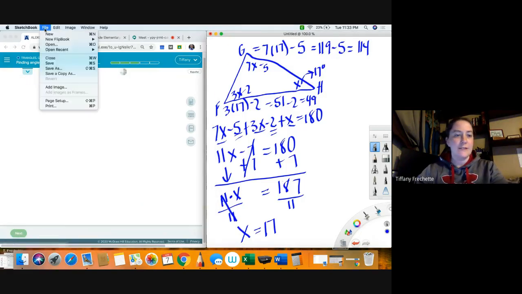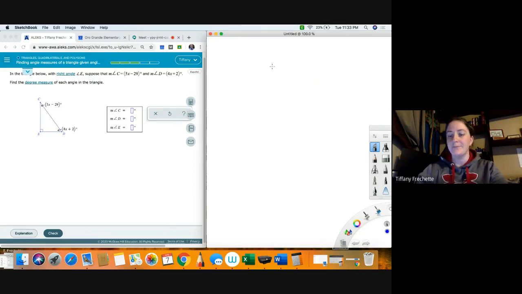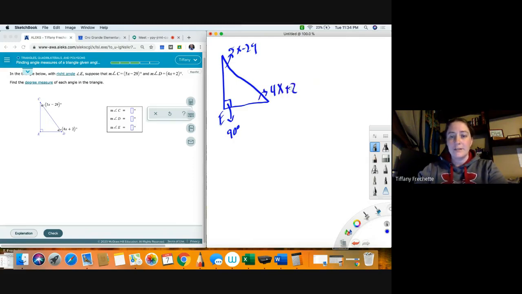I'm going to do this same thing where I'm just going to get a new sheet because I don't want to save it. All right, so we're going to do this last one here. So we do have a 90-degree angle, and we have two other angles here. So I'm going to go like this. This is our 90, E. So we already know E is 90 degrees. We don't have to do any work for that one. 5x minus 29. And this one is 4x plus 2.